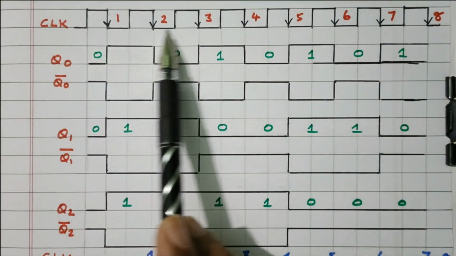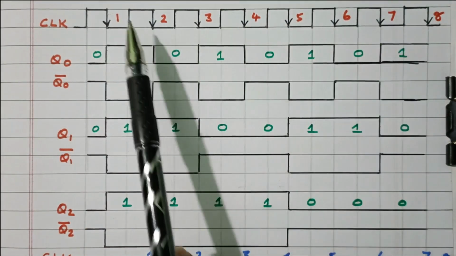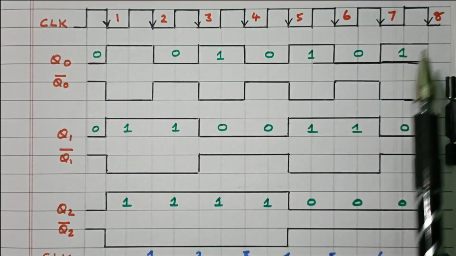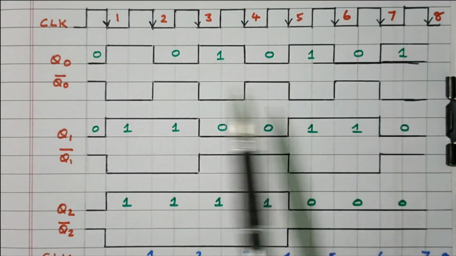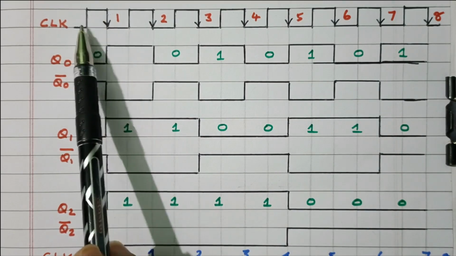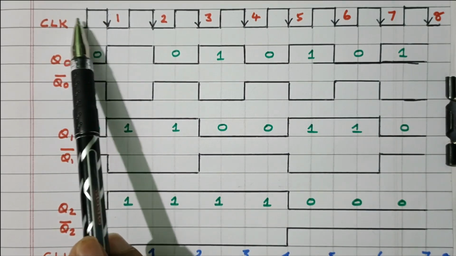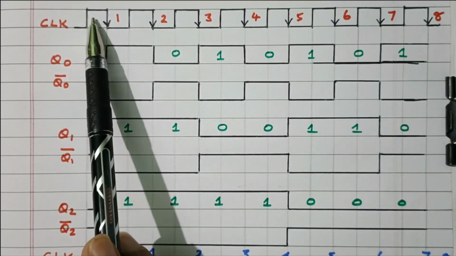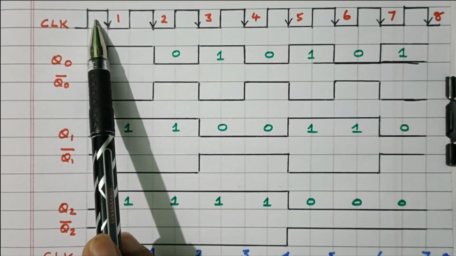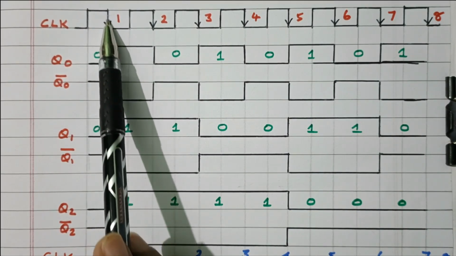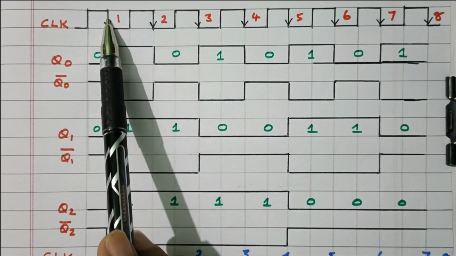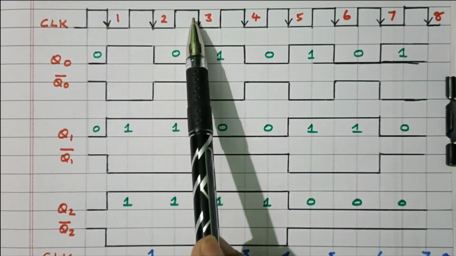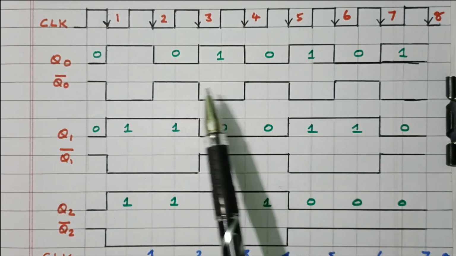So this is the clock pulse applied. 1, 2, 3, 4 up to 8 pulses are available, right? So this is the falling edge. This is the rising edge. When the clock pulse changes from 0 to 1, it is a rising edge. 1 to 0, falling edge. So every falling edge, every negative edge, the state of the flip-flop will change.